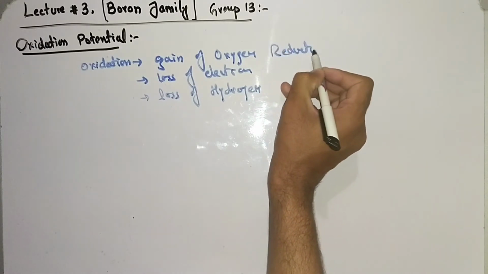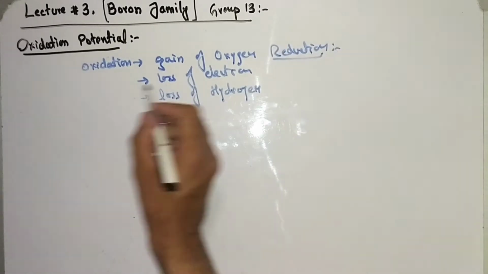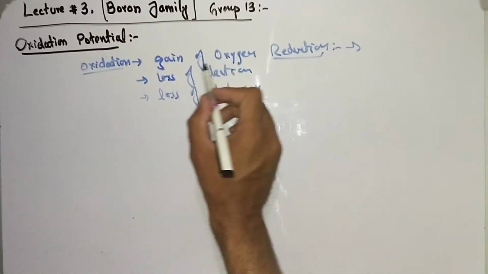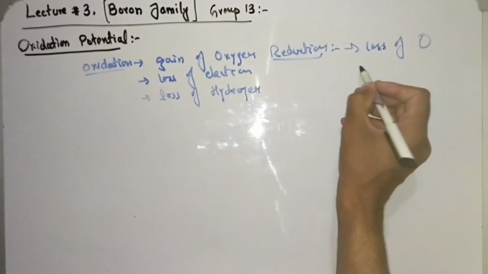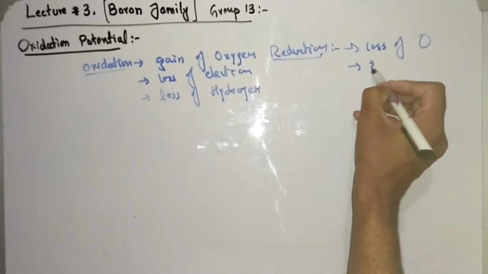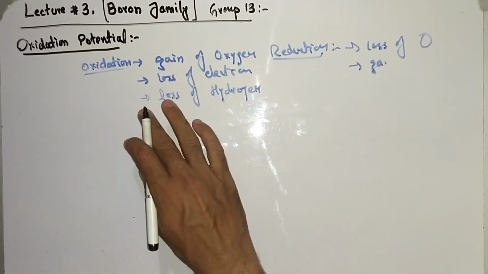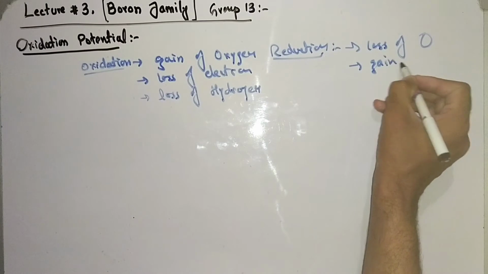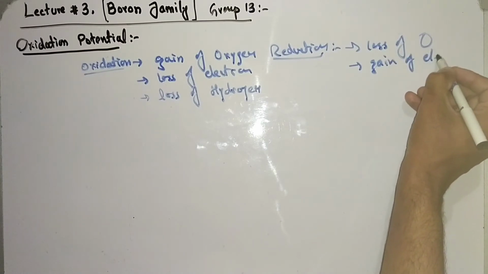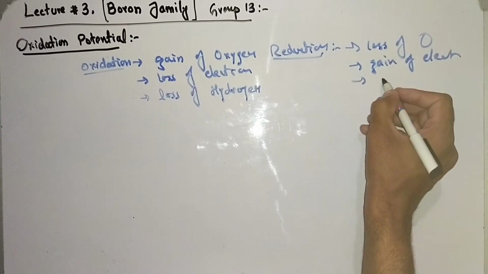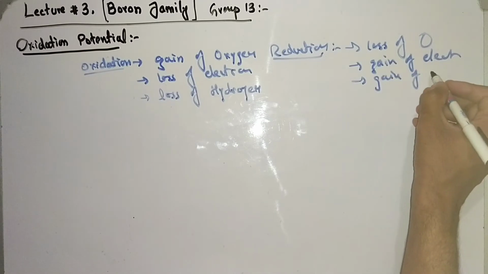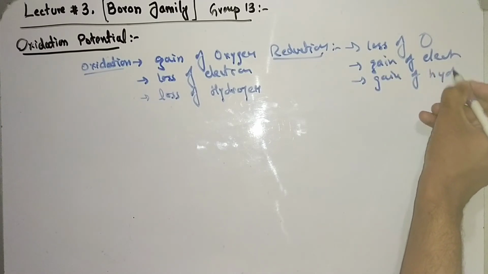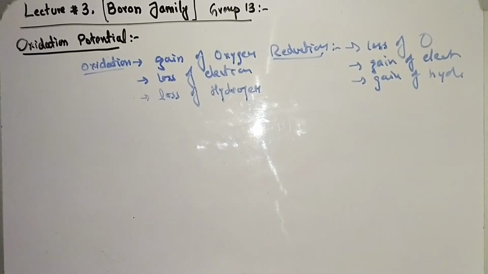Reduction is against this. In the definition of reduction, first, loss of oxygen. Second, gain of electron. It is completely against oxidation. Gain of electron, while gain of hydrogen or addition of hydrogen. So it is the opposite of oxidation. Oxidation and reduction are against each other.